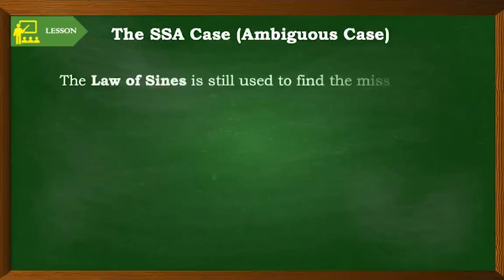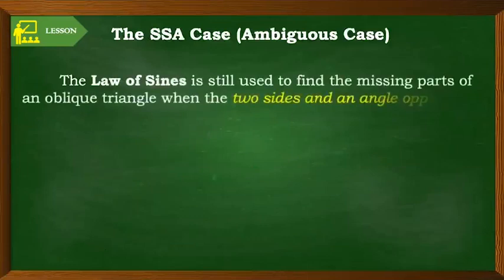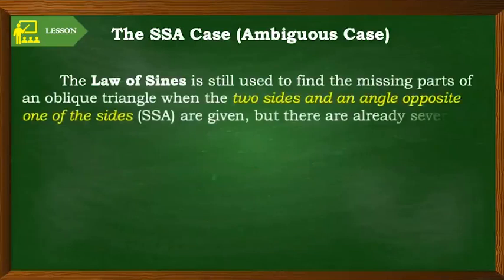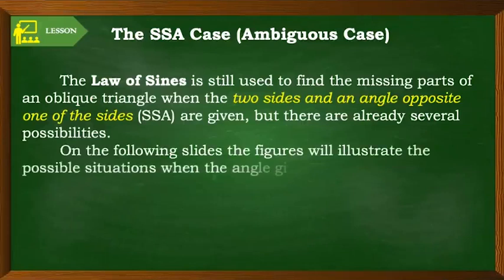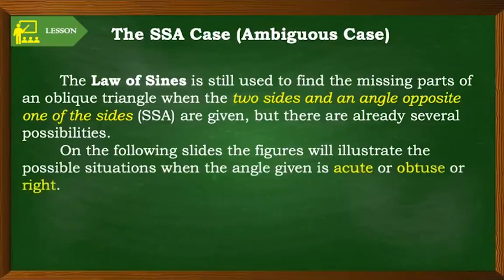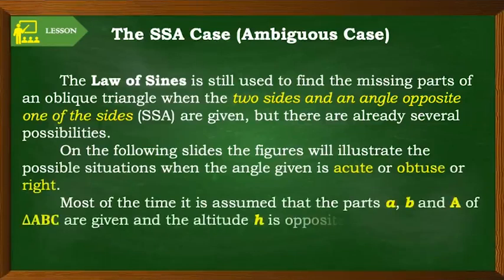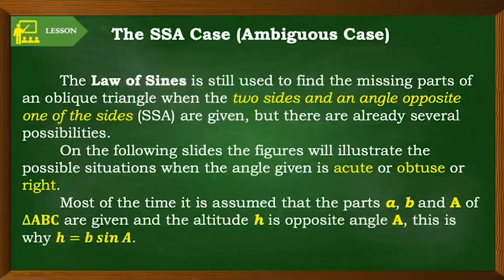The law of sines is still used to find the missing parts of an oblique triangle when two sides and an angle opposite one of the sides, or the SSA, are given, but there are already several possibilities. On the following slides, the figures will illustrate the possible situations when the angle given is acute, obtuse, or right. Most of the time, it is assumed that the parts a, b, and angle A of triangle ABC are given, and the altitude h is opposite angle A. This is why h is equal to b times sin A.